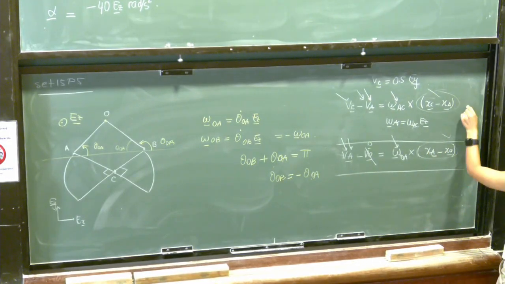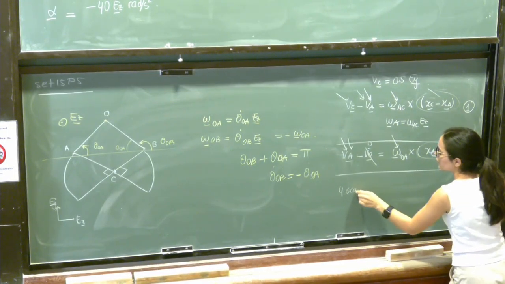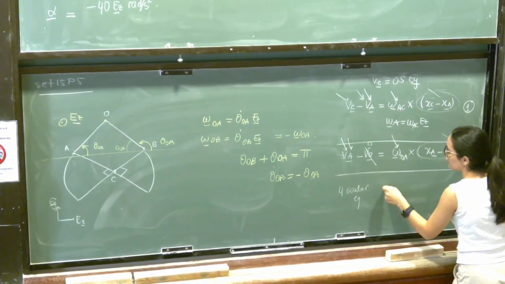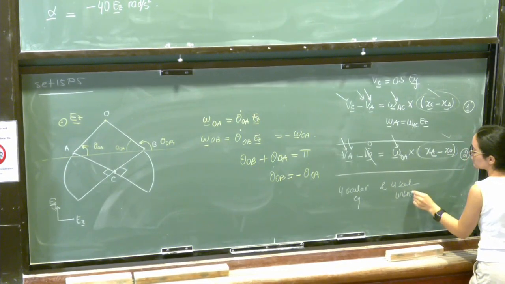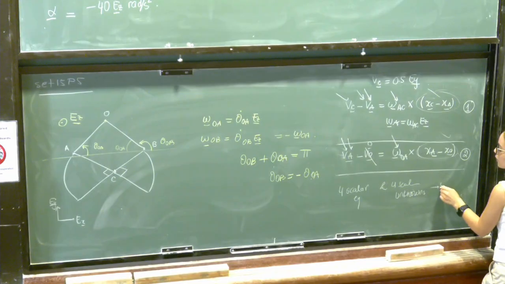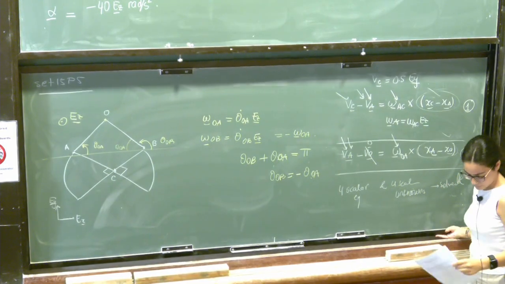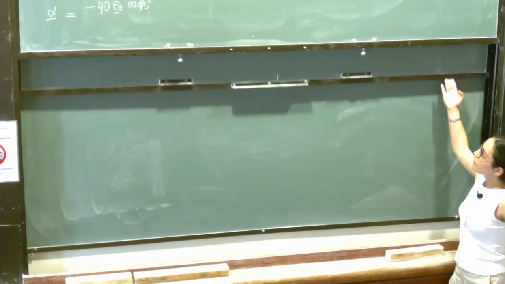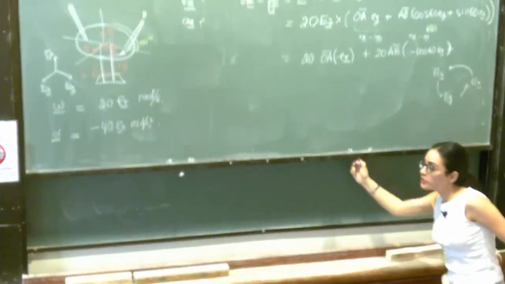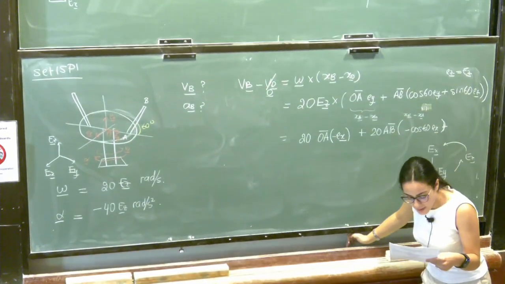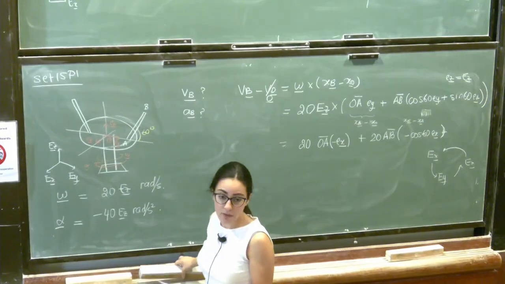So maybe I'll call it 4 scalar equations and 4 scalar unknowns. Solvable. Okay? So then I need to do the nitty-gritty details. I need to actually determine XA minus XO and XC minus XA, and we're going to use the sine rule and the cosine rule.